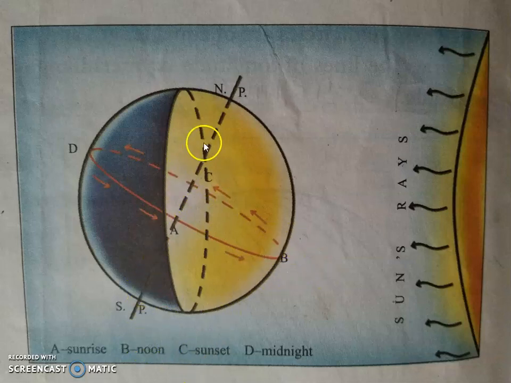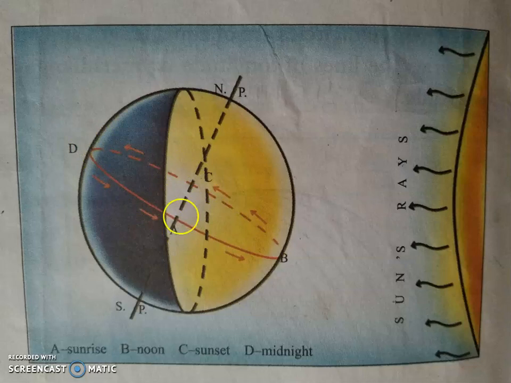And C, it means this area, right? That is the sunset time. In this area there will be sunset, and here it will be midnight. So you can see how the earth is moving, or it is rotating, right? So that is, it is going from A to B, and then B to C, and then it is coming to the D, and then again this way, right?